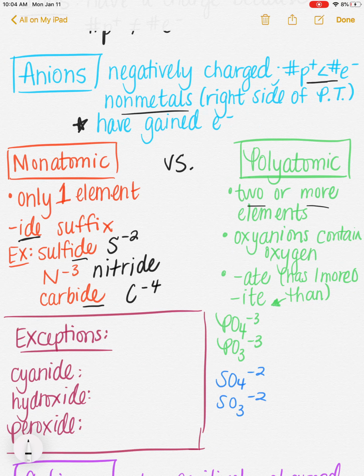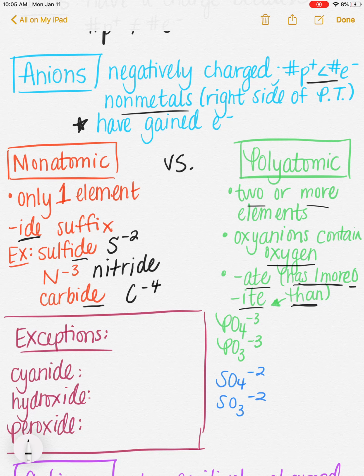Over here in the polyatomic anion category, polyatomic anions have 2 or more elements. Typically, we're working with things called oxyanions, which contain oxygen and at least one other element. The ending for oxyanions tends to be -ate or -ite. And the general rule of thumb is that the -ate oxyanion has 1 more oxygen than the -ite does.